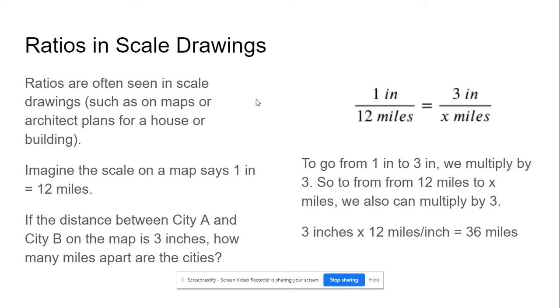1 inch to 12 miles equals 3 inches to x miles. And to go from 1 to 3, we know we multiply by 3. And so to go from 12 miles to the number of x miles, we can multiply 3 times 12. I also did it another way, 3 inches times 12 miles per inch, and you get the answer of 36 miles.